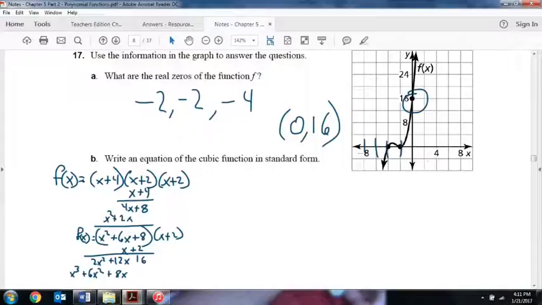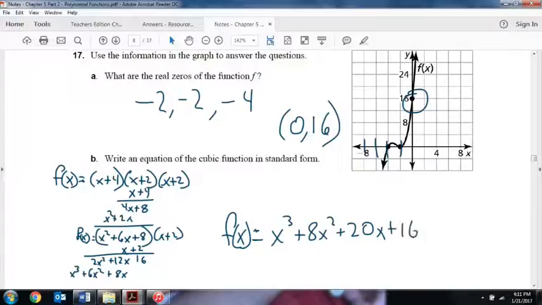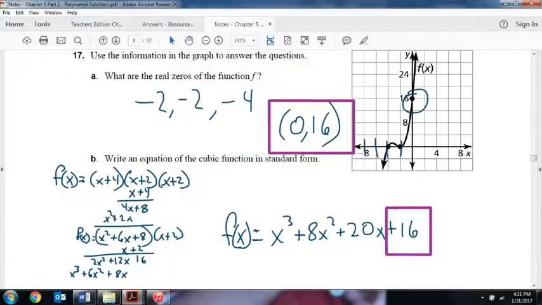So when I add those up, f of x for this one is going to equal x cubed plus 8x squared plus 20x plus 16. That is the equation that fits this graph. Now, I told you earlier to pay attention to the y-intercept of 16, and look, it came out that way. It worked out. Now, what if it didn't?